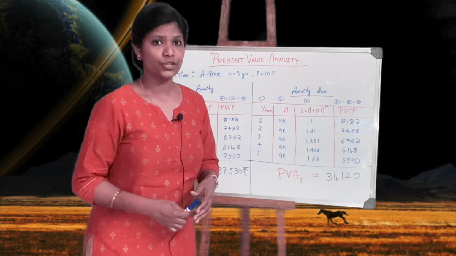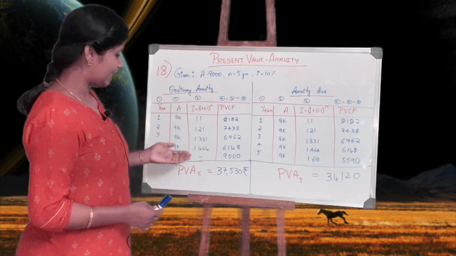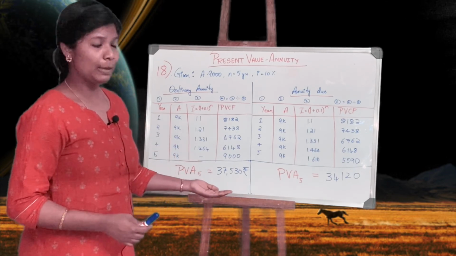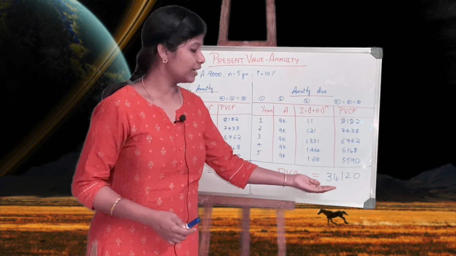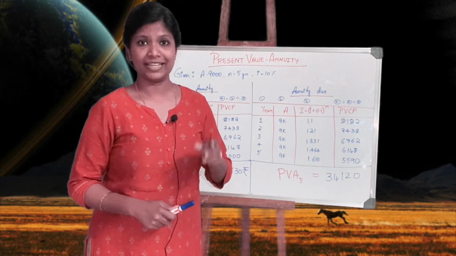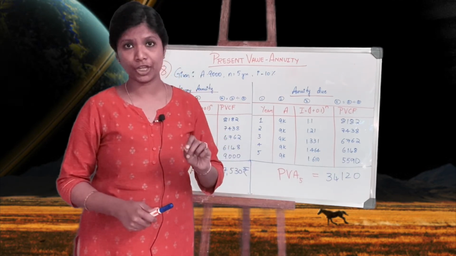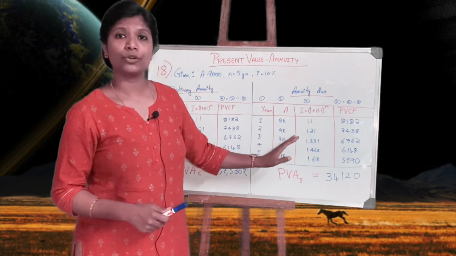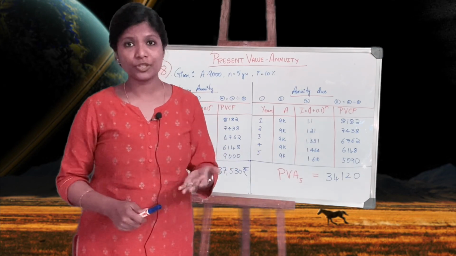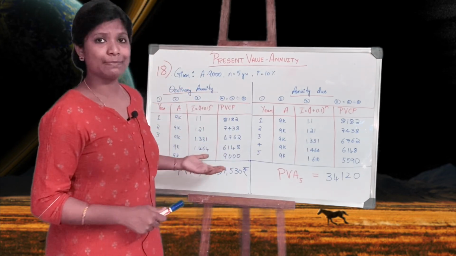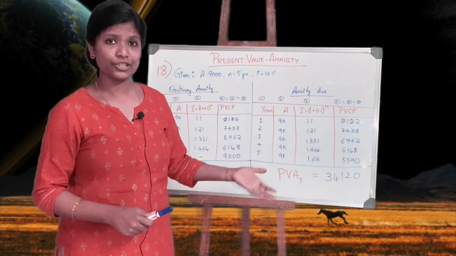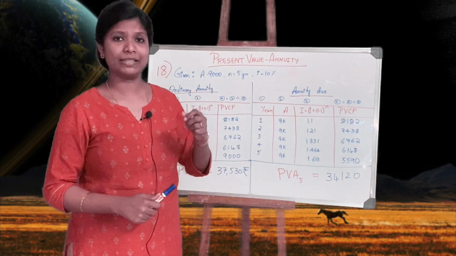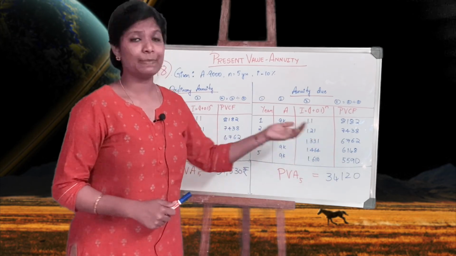So once I total it up, I'll get an answer of 34,120 rupees. So under the table format, it is payments made at the end 37,530, payments made at the beginning 34,120. Remember, the question is not mentioning to you whether you have to solve ordinary annuity or whether you have to solve annuity due. So the option is yours. Either you can solve it in this method or in this method. Just make sure that you put up a heading under which method you are solving. Payments are made at the beginning, payments made at the end.